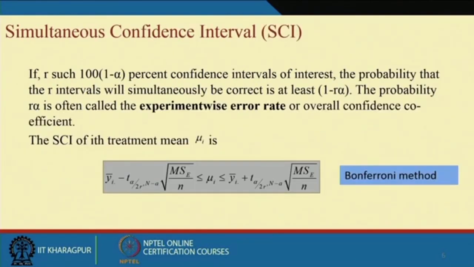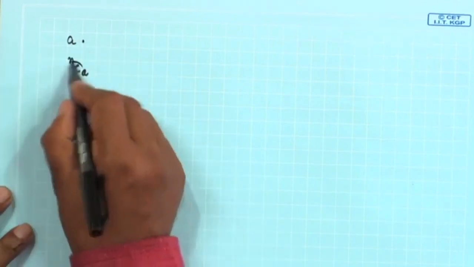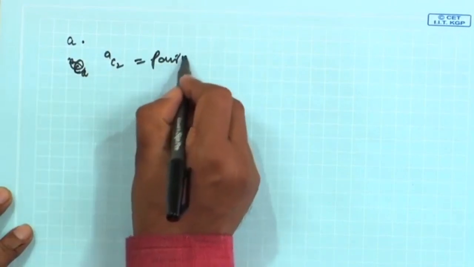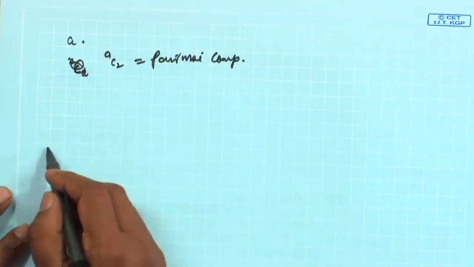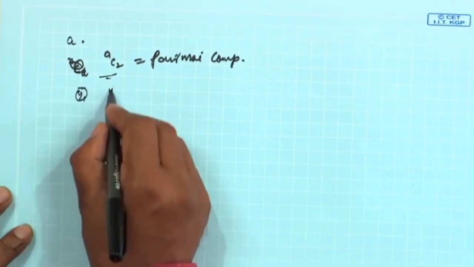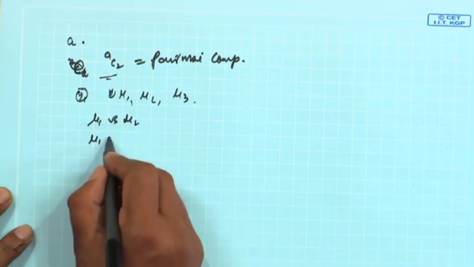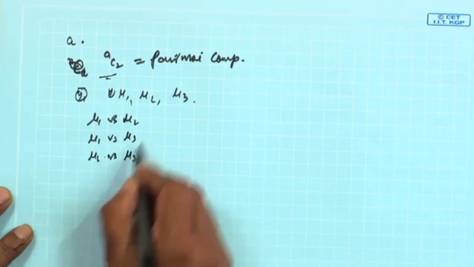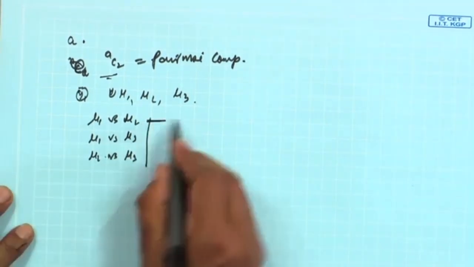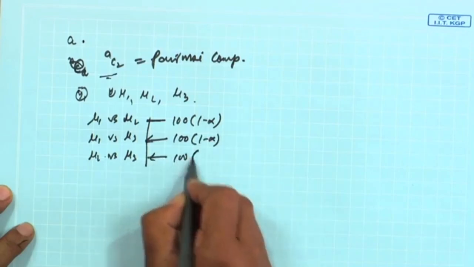So, this formula. So, what will happen now? Suppose you are comparing how many means? Suppose there are a means, because a levels means a means. So, if you compare altogether, a choose 2 pairwise comparisons will be there. If I have 3 means, mu 1, mu 2, and mu 3, then mu 1 versus mu 2, mu 1 versus mu 3, mu 2 versus mu 3. So, 3 comparisons are possible. Now, every time I consider here 100 times 1 minus alpha percent confidence, here also 1 minus alpha percent confidence, and here also.